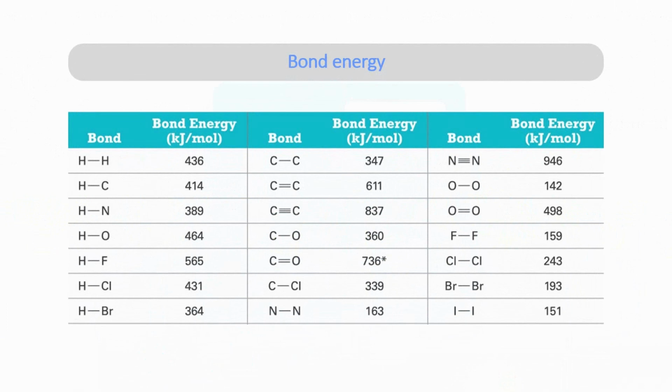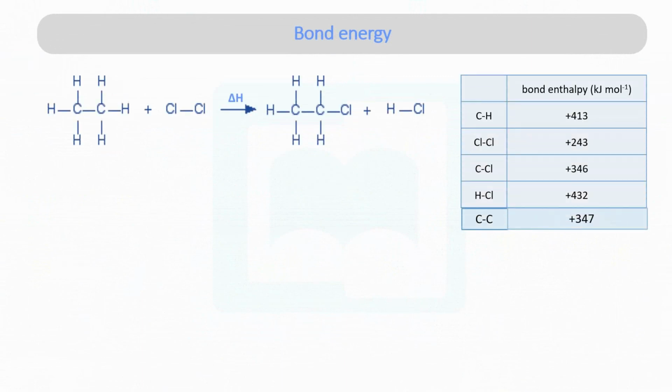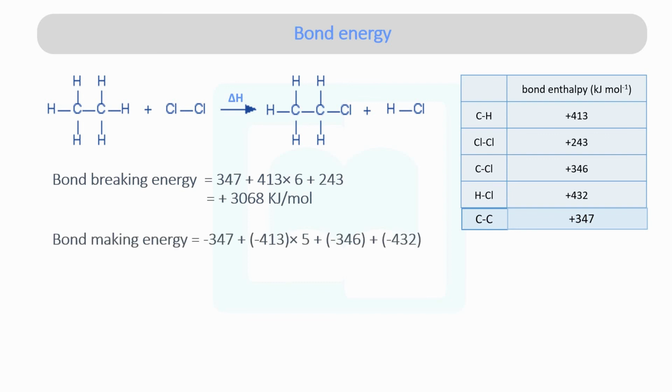The last point I want to mention is how to calculate the enthalpy change using the bond energy concept. With the data given here, we can calculate the bond breaking energy: carbon carbon bond, carbon hydrogen 6 bonds, and chlorine chlorine 1 bond. So from here the total bond breaking energy is positive 3068, and the bond making energy is just the opposite of bond breaking, it will be negative. Here the bond making energy: carbon carbon, carbon hydrogen, carbon chlorine, and hydrogen chlorine. If we add these all, it will be negative 3190. The numerical value of bond making is greater, so the enthalpy change is negative 122.